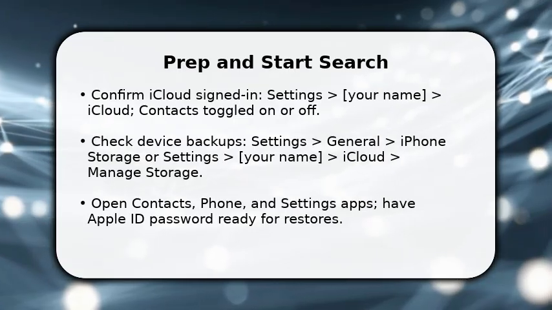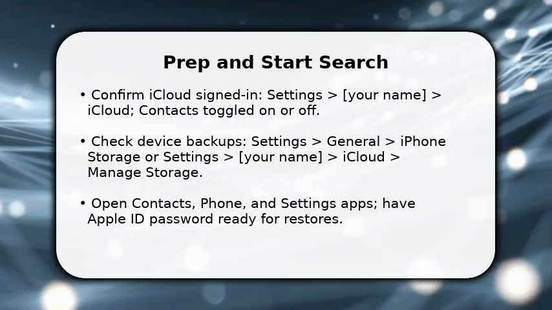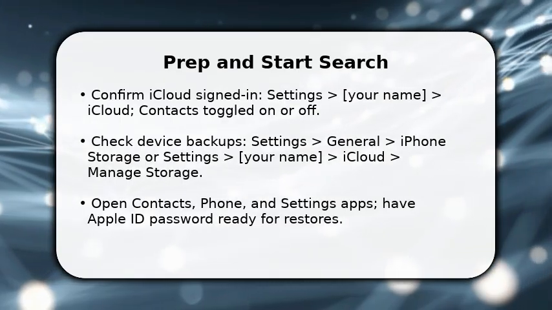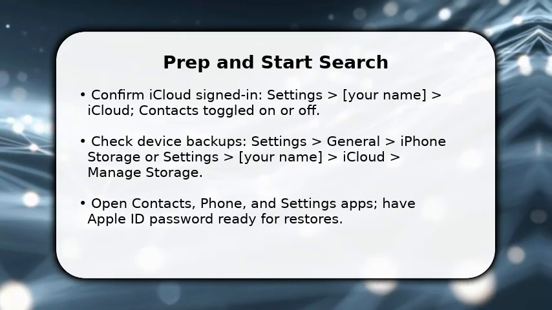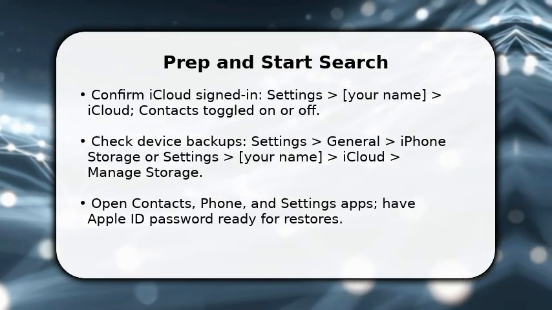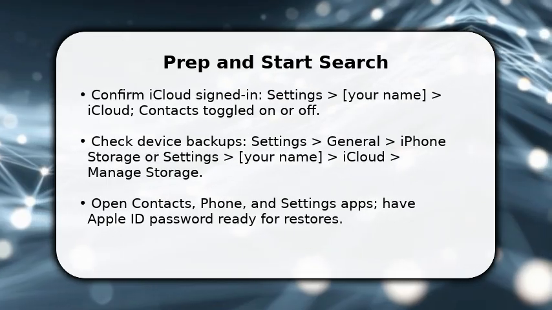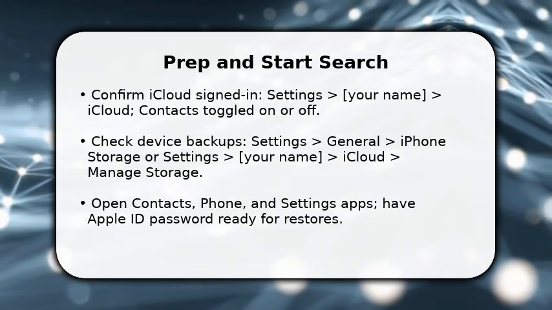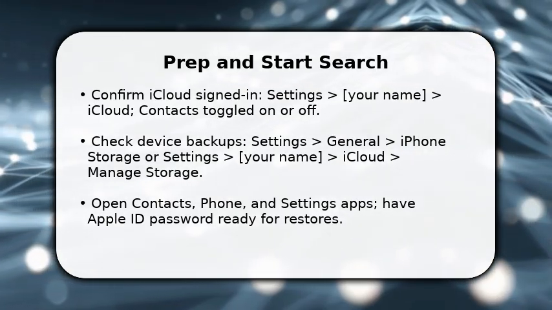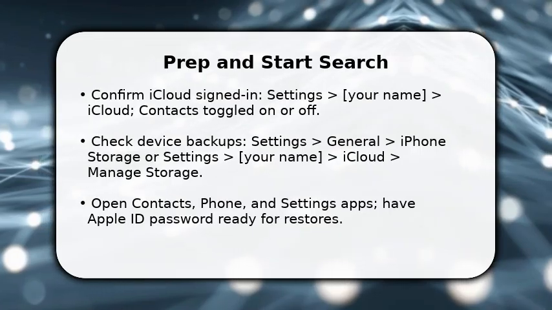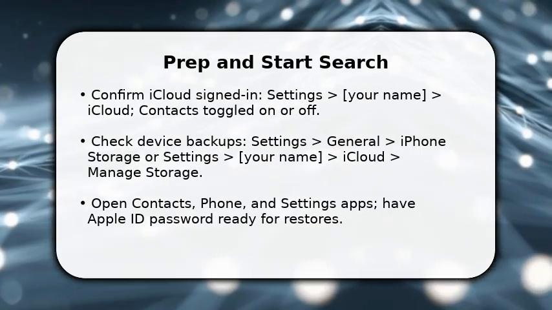You begin by confirming your iCloud and backup state so you know where deleted contacts might live. Open Settings and verify you're signed into the correct Apple ID and that Contact Sync is enabled or disabled intentionally. Next, check for an iCloud or iPhone backup in Settings. Your name, iCloud, Manage Storage, and Quick Scan iPhone Storage Backups.